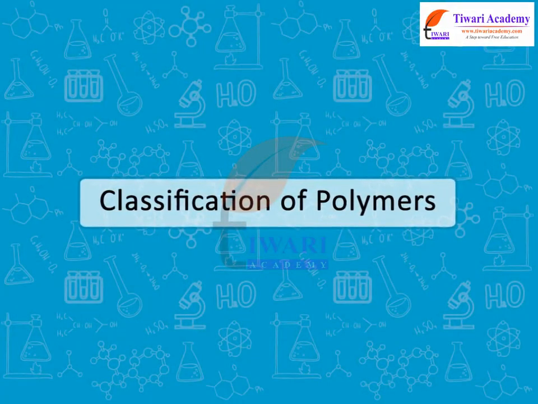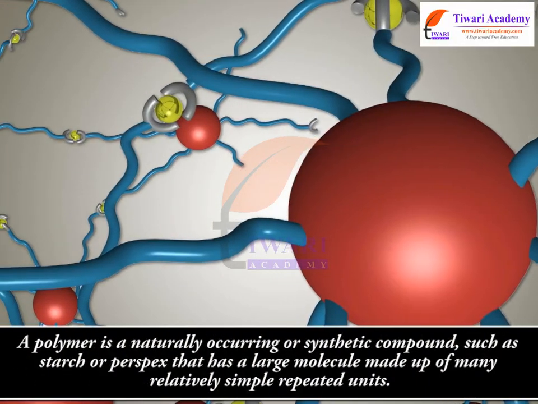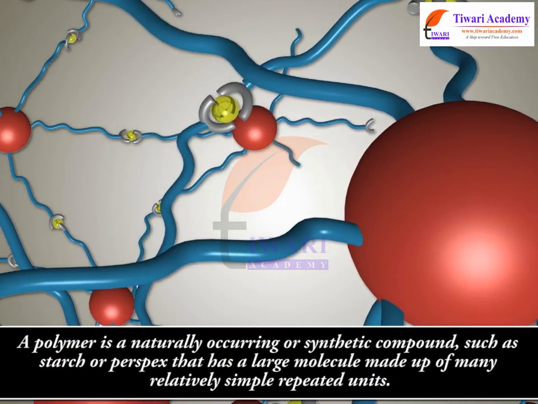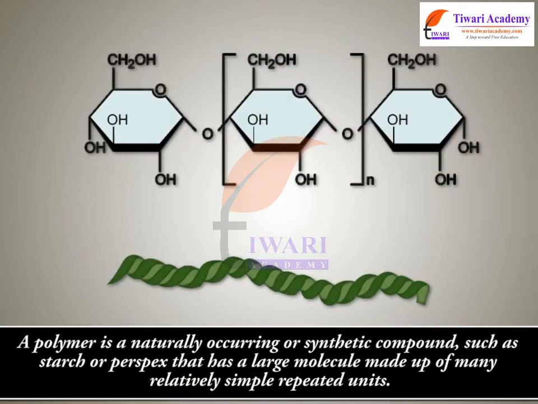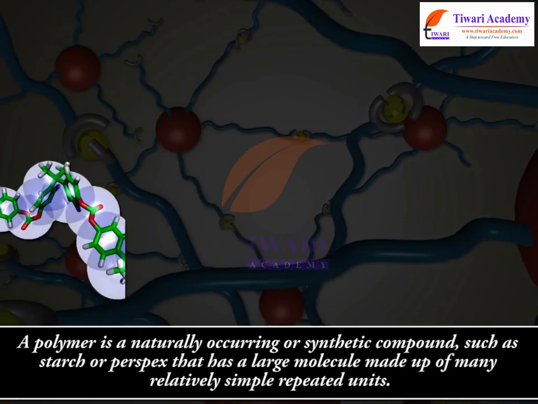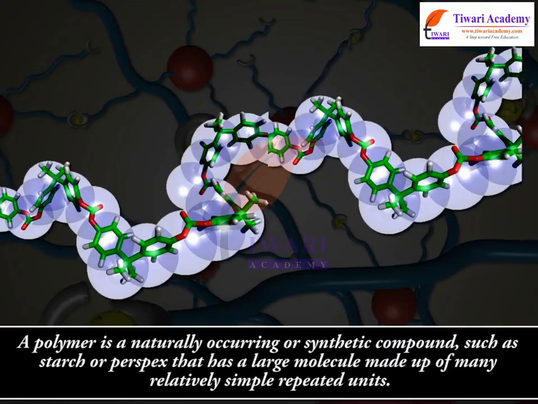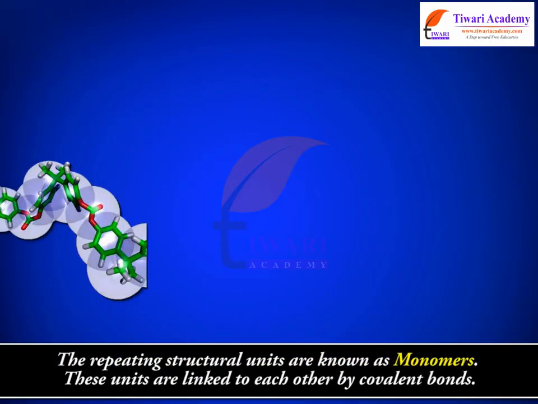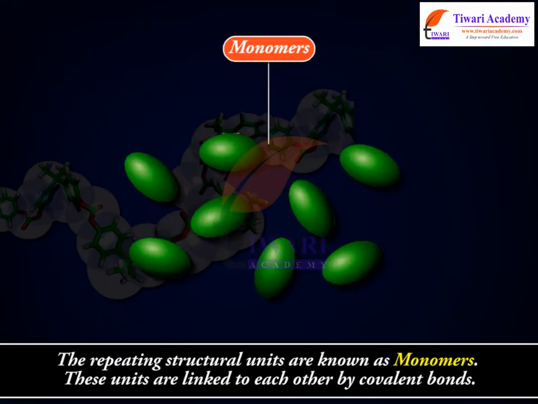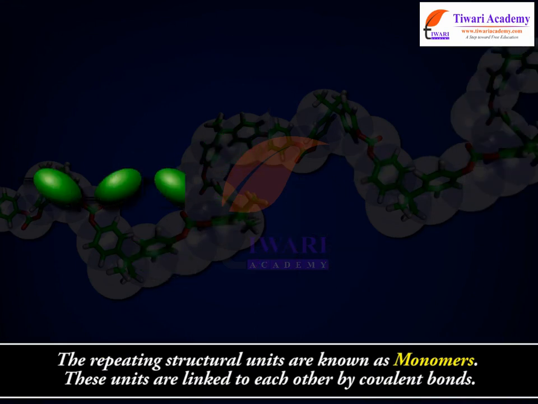Classification of polymers. A polymer is a naturally occurring or synthetic compound, such as starch or perspex, that has a large molecule made up of many relatively simple repeated units. The repeating structural units are known as monomers. These units are linked to each other by covalent bonds.